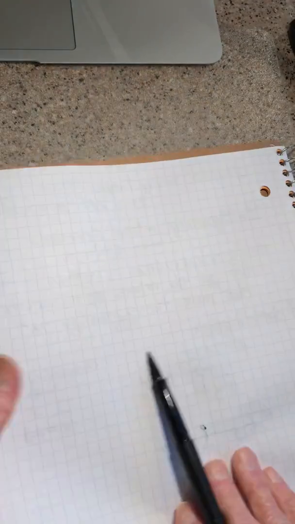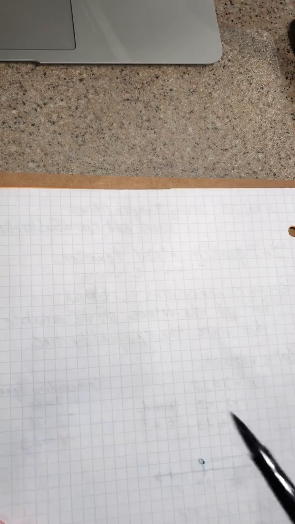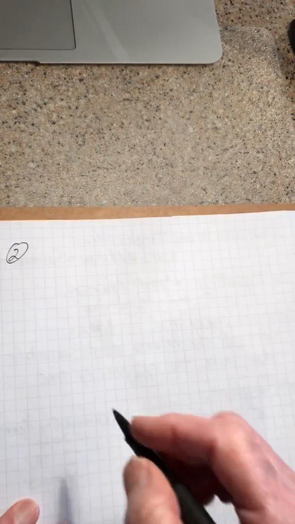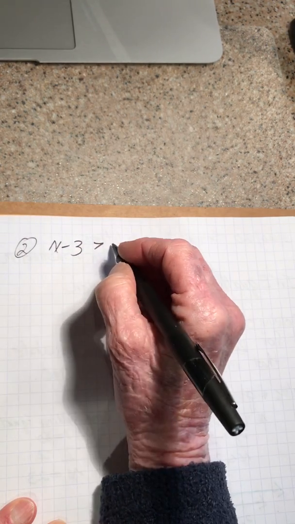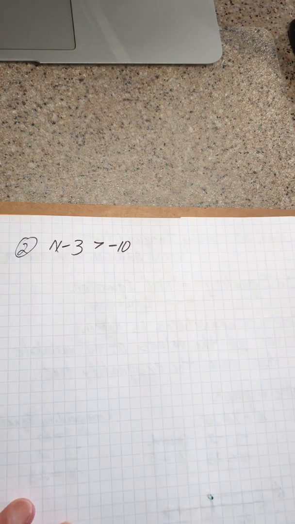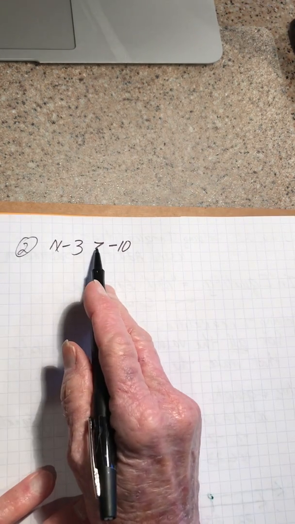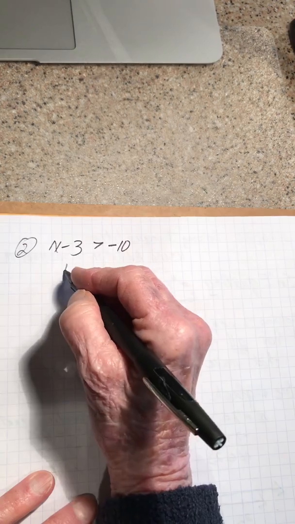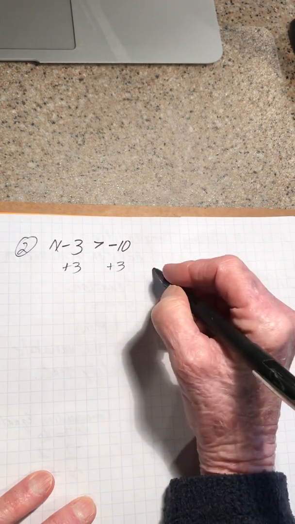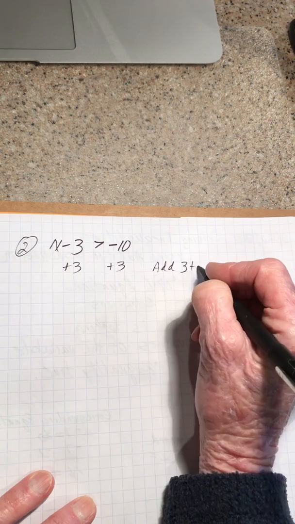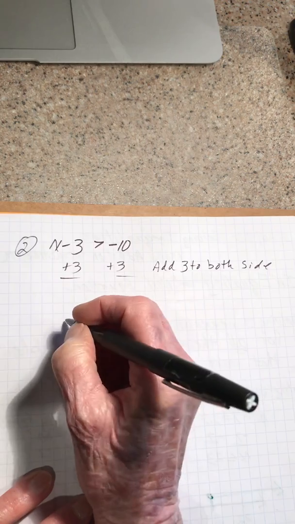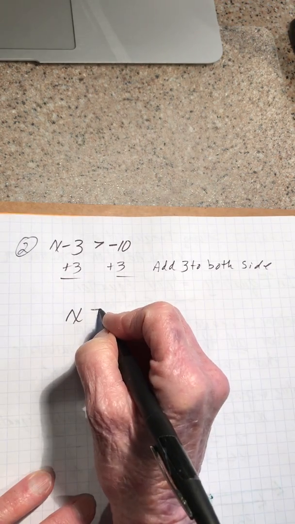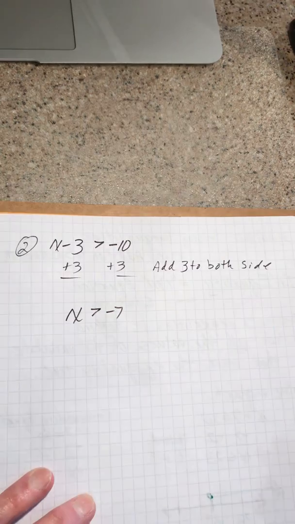All right, let's go to another inequality. Let's solve x minus 3 is greater than negative 10. Again, we are going to pretend that's an equal sign. If it was equal, we would add 3 to both sides. So let's just say add 3 to both sides, and we get x is greater than negative 7.